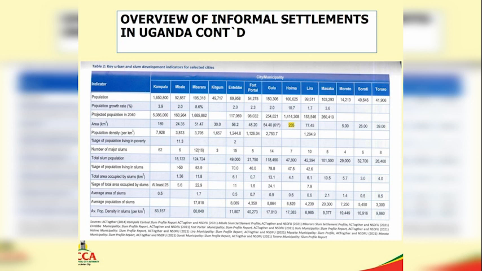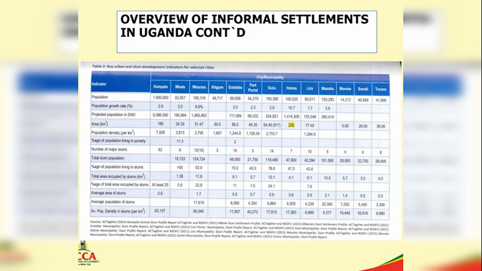992,000. And Mbarara is 195,000. Entebbe is 69,000. Fort Portal is 54,000. Gulu is 150,000. Hoima is 100,000. Lira is 99,000. Masaka is 103,000. Moroto is 14,000. Soroti is 49,000. Tororo is 41,000. Now, this data was collected some time back, but these figures, as we talk right now, have gone up.